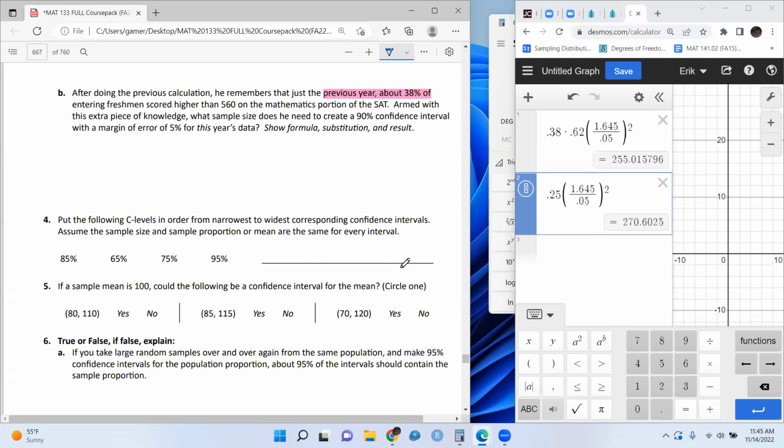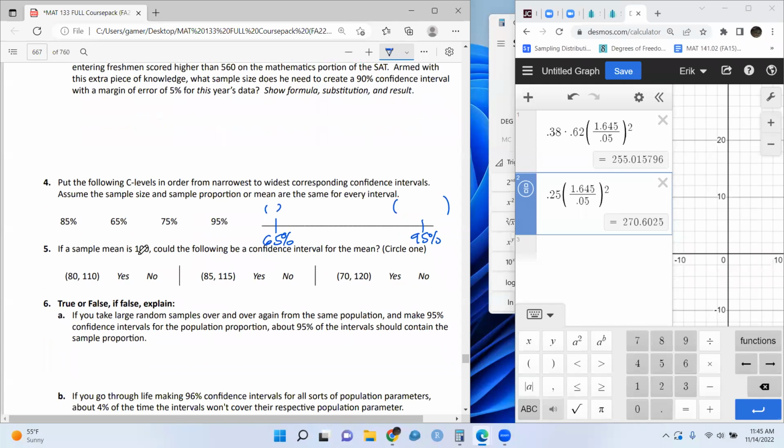That makes sense. The narrowest would be the 65 because we are the least confident, so they could be the closest together. And the widest would be the 95% because we have the most possible options within there. If that's the only thing we looked at, if we kept the sample size, the proportion, or the mean the same for each interval, that would be it. Good. So 65, 75. Yeah, excellent.